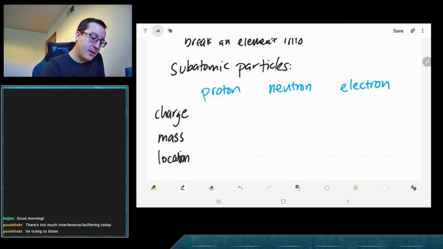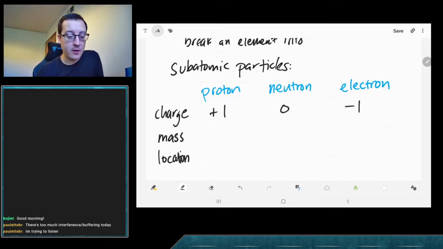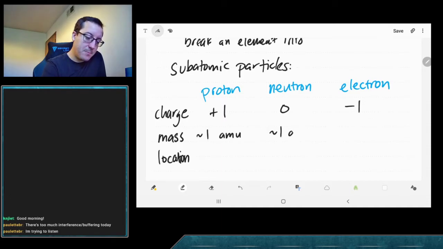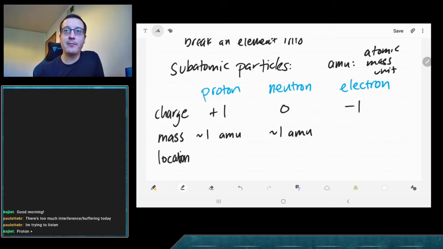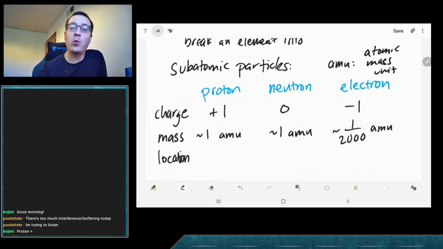We know that protons are positively charged, and electrons are negatively charged, and neutrons do not have a charge. They are neutral, hence neutron. We also know that protons and neutrons are both approximately 1 atomic mass unit. It's a very small unit, but they're about the same. And an electron is roughly 1/2000 AMU.